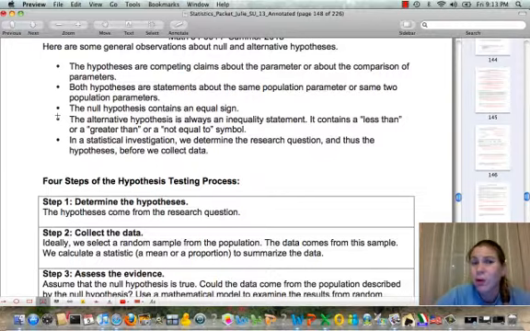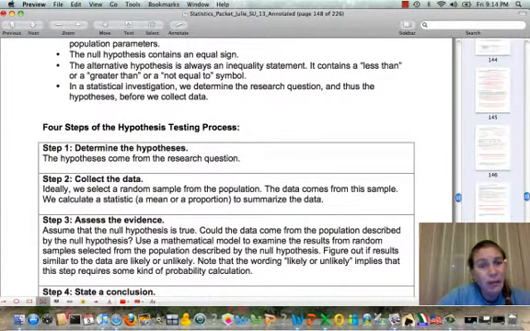The null hypothesis always contains the equal sign because you can remember the null hypothesis means no change. The alternative hypothesis is always an inequality statement. So it's always going to be less than, greater than, or have the not equal to symbol. In a statistical investigation, we determine the research question and the hypotheses before we go collect the data. So the steps in statistics are first determining your research questions, then your hypothesis, then collecting the data, then analyzing the data.